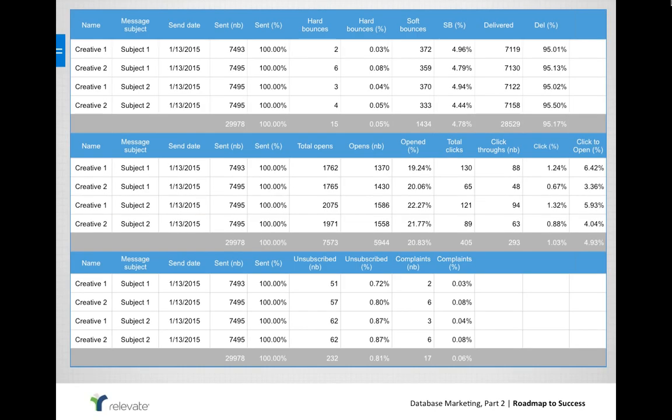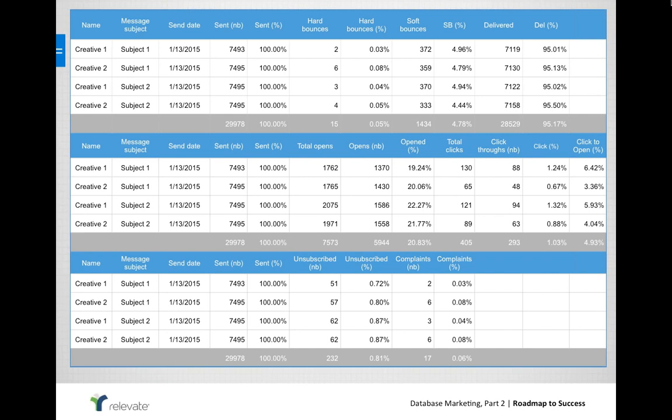The next slide is an example of an email campaign performance report. In this example, we are looking at 2 creative versions along with 2 subject lines. Thus, there are a total of 4 versions being tested. The top third of this report summarizes the deliverability results. It shows us the total sent, total hard bounces, total soft bounces, and then the net delivered. In this particular example, we had just under 30,000 that were sent, and 95% of those were delivered.